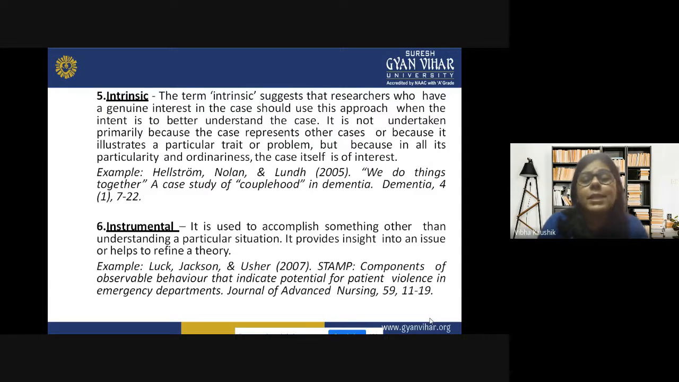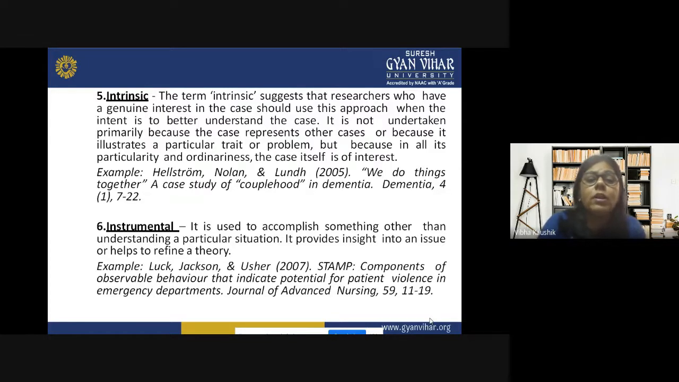Intrinsic case study method. The term intrinsic suggests that researchers who have a genuine interest in the case should use this approach. Means that particular individuals who have genuine interest should use this approach when the intent is to better understand the case.